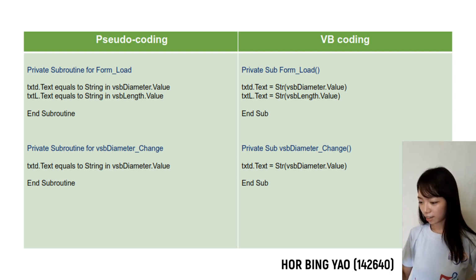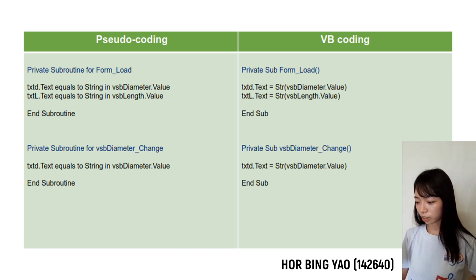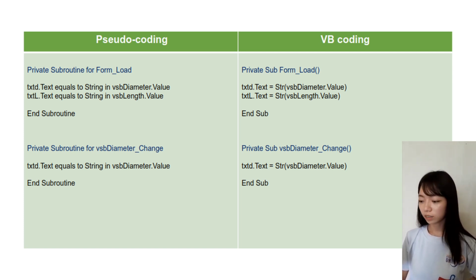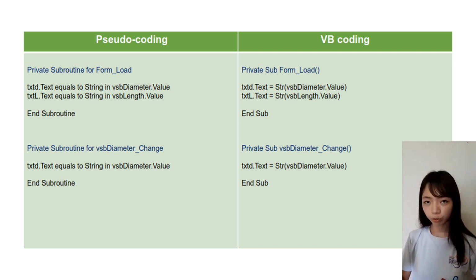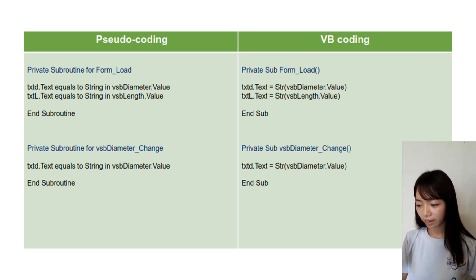So I'm going to present about the coding of this project. When we press into the form and then we code it, txtD.text equals to Str(VSBDiameter.value), and txtL.text equals to Str(VSBLength.value), and end sub. And then we press into the scroll bar of the diameter, and then we code it as txtD.text equals to Str(VSBDiameter.value), and then close bracket and end sub.